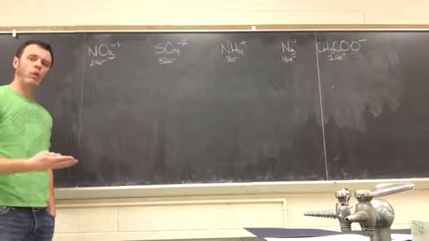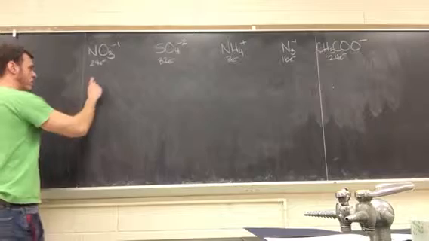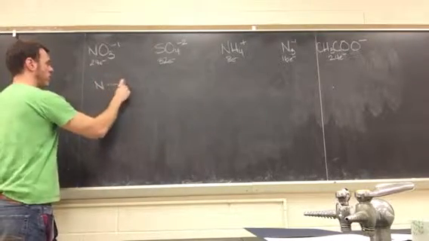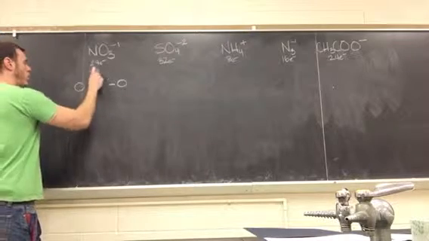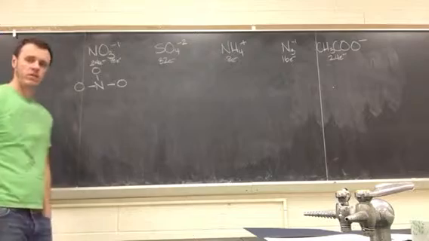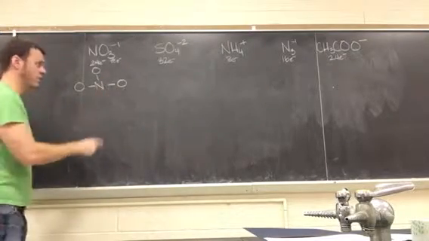What goes in the middle? Well, we're going to put nitrogen in the middle. That makes sense here. Then we're going to make our single bonds to all our oxygens. It means we have 18 more electrons to go, since we've used 2 in each single bond.